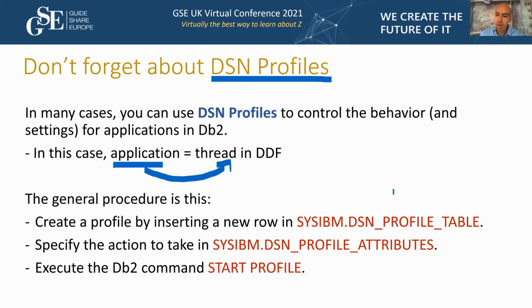So here it is. Go to the DB2 catalog table, DSN_PROFILE_TABLE. Insert a row, and that is going to be your profile ID. Don't worry, because it has an identity column, and that is going to be the profile ID. Then move to the catalog table, DSN_PROFILE_ATTRIBUTES, and this is where you will tell DB2 what to do. After that, refresh your definitions by executing the command START PROFILE. And do not be mistaken, this is not statistic profiles. That's a very, very different topic.